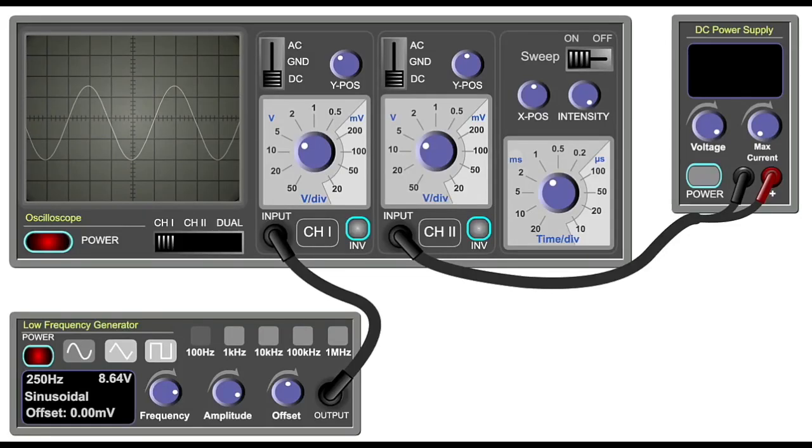Hello, in this video I'm going to show you how to use an oscilloscope. We're going to look at four important controls: the X position, the Y position, the Y gain, and the time base. We're going to look at how to measure the magnitude of a DC signal and the peak voltage and time period of an AC signal.